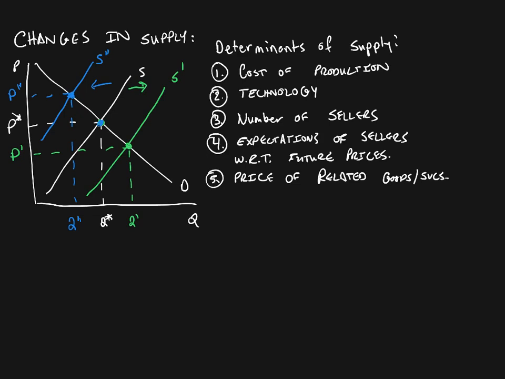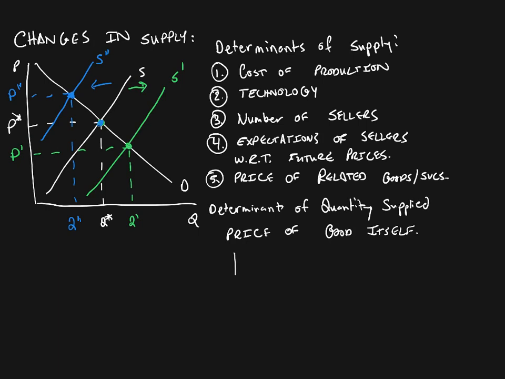Now notice what is absent from this list of determinants of supply. That is, what does not cause a shift in the supply curve. Well, that would be the price of the good itself. The price of the good itself does not cause a shift of the supply curve, but rather it causes movement along an existing supply curve. So rather than that being a determinant of supply, we call that a determinant of quantity supplied.